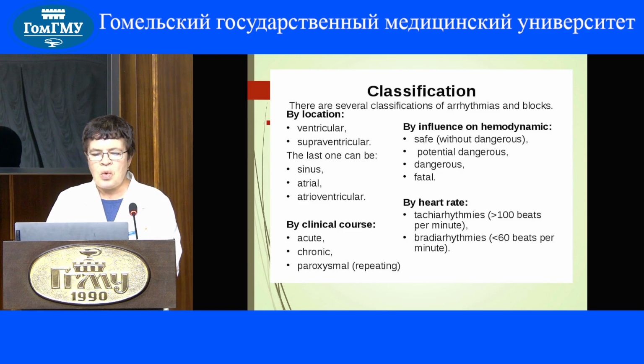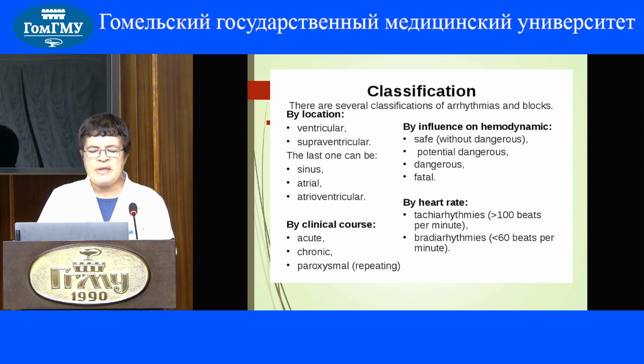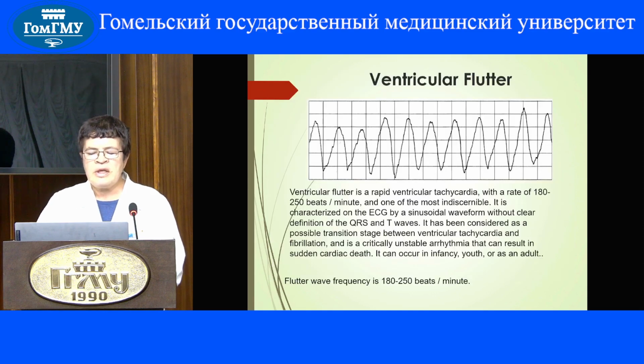By clinical cause, arrhythmias can be acute, chronic, and paroxysmal, repeating. By influence on hemodynamics, arrhythmias can be safe, potentially dangerous, and fatal. And by heart rate, arrhythmias can be tachyarrhythmias, more than 100 beats per minute, and bradyarrhythmias, less than 60 beats per minute. Talking about ventricular flutter.